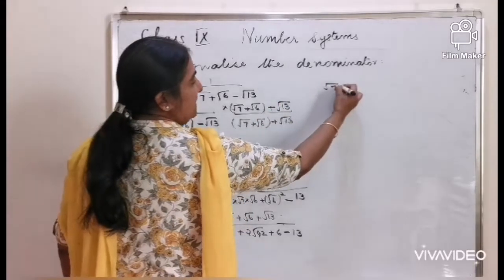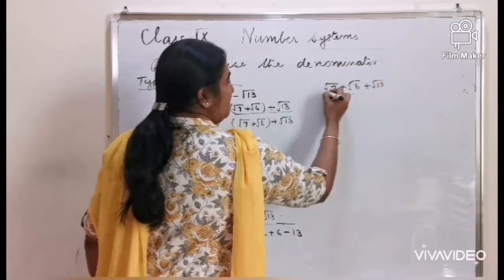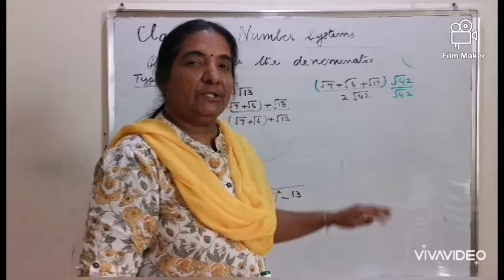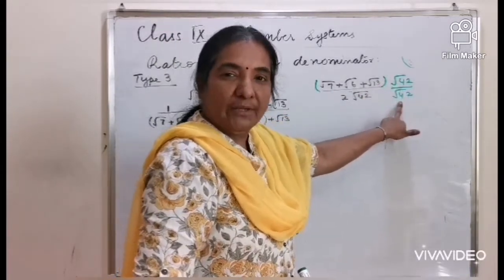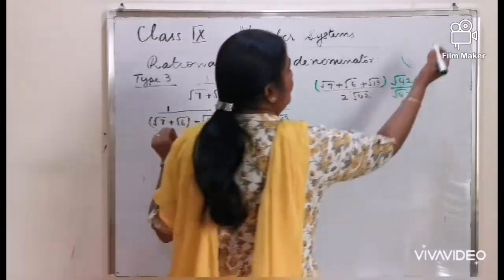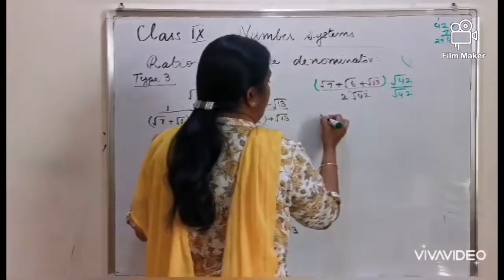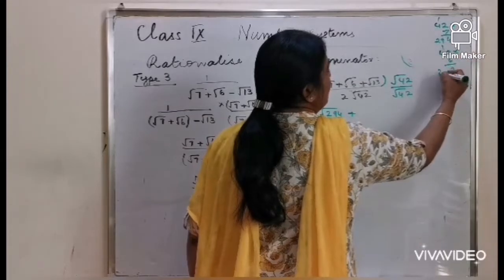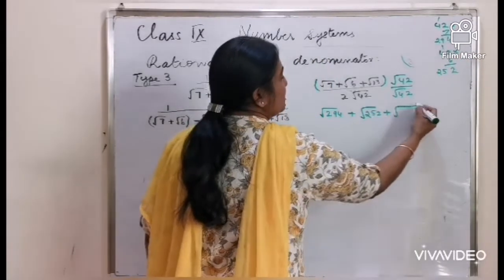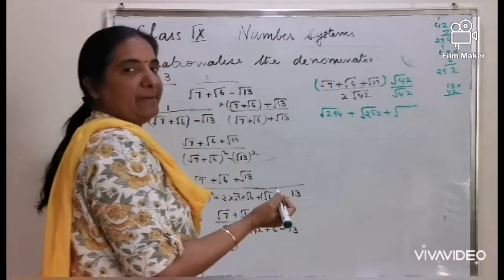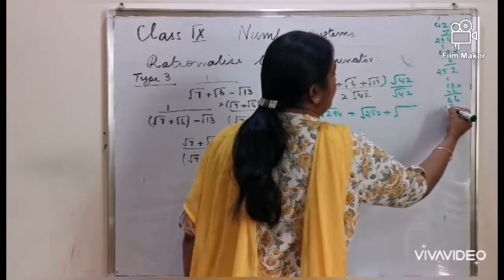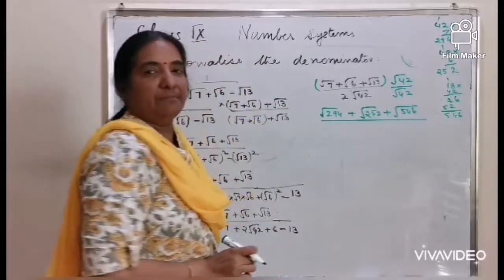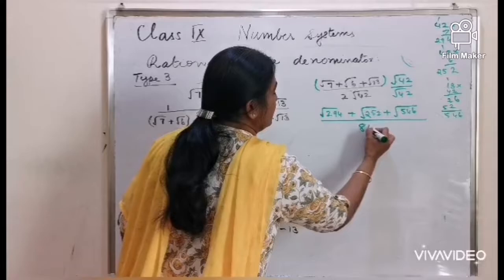Thus the next step is root 7 plus root 6 plus root 13 divided by 2 square root 42. Now rationalize the denominator with square root 42 by square root 42. Root 7 into root 42 is the same as square root of 294, plus root 6 into root 42 is the same as square root 252, plus square root 13 into square root 42 is the same as 546, by square root 42 into square root 42, which is simply 42. 2 into 42 is 84.